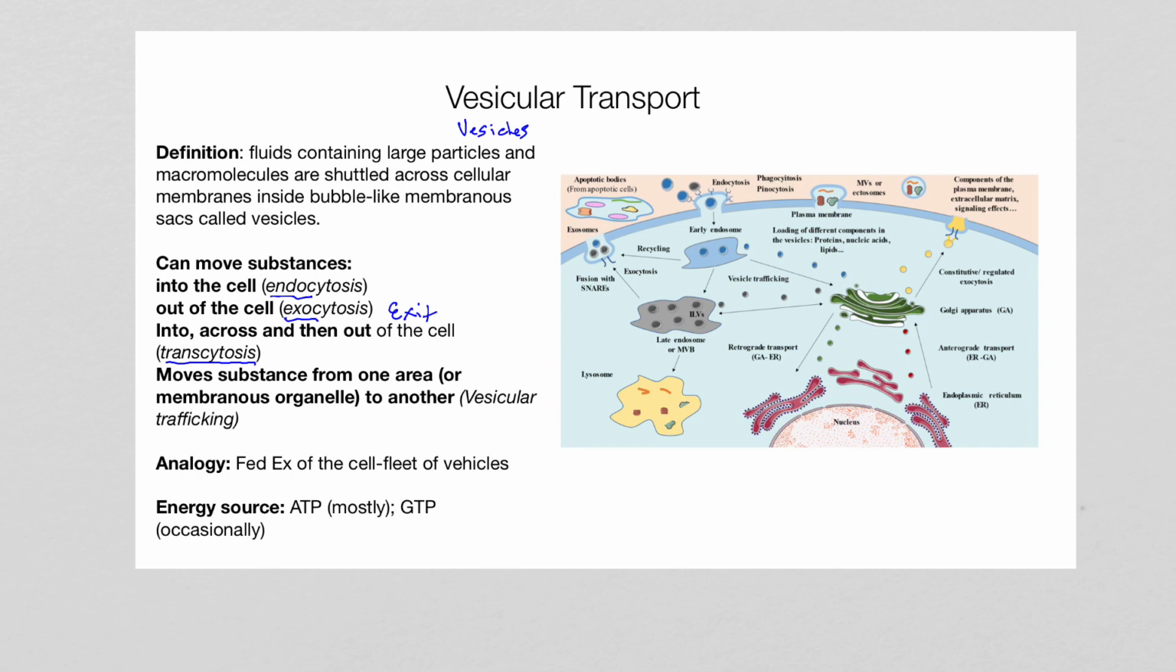Also, moving substances from one area or one organelle to another can be called vesicular trafficking, so think of it as traffic. The analogy that I like to use is FedEx. FedEx has a fleet of vehicles, and those vehicles transport your packages all around. That's how I like to present vesicular transport in an analogy: think of the FedEx trucks. Now, the energy to do this is mostly ATP, but sometimes GTP will be used as well.